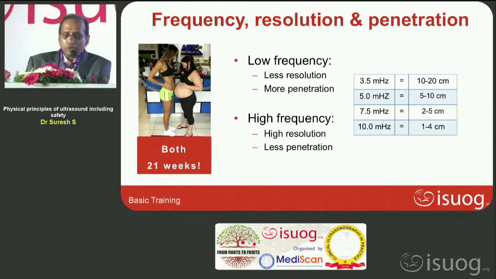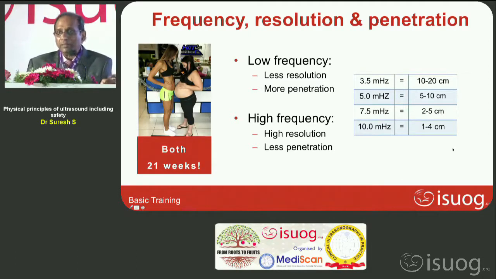The next thing we must know about is frequency, resolution, and penetration. Whenever you use a low frequency transducer, let's say 3.5 megahertz, you have lesser resolution, but more penetration, because you can penetrate up to 10 to 20 centimeters of human tissue. When you have a high frequency transducer, you have a much higher resolution, but less penetration. For example, with a 10 megahertz transducer, the penetration will be only 1 to 4 centimeters.